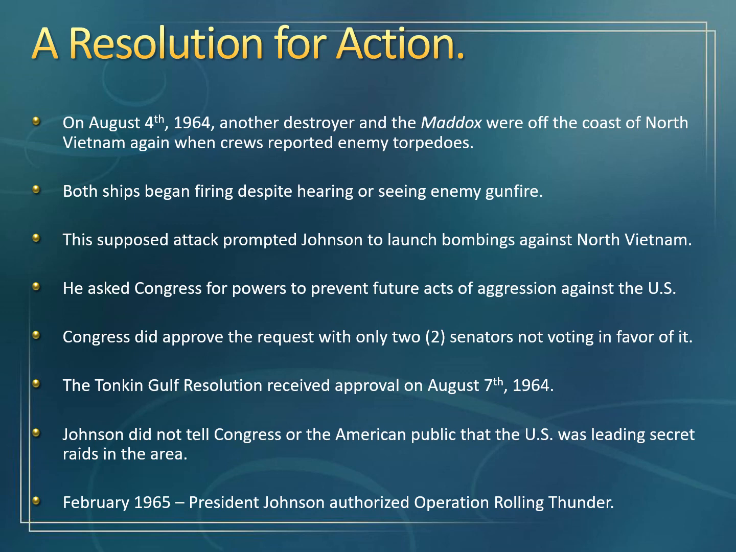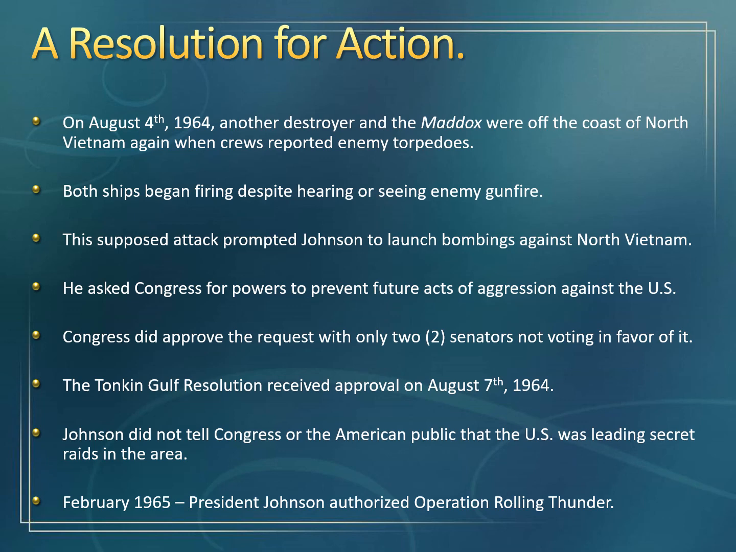Johnson also asked Congress for powers to prevent future acts of aggression against the U.S., and Congress did approve the request with only 2 senators not voting in favor of it. So the Tonkin Gulf Resolution received approval on August 7, 1964. Again, this gave broad support of powers to the president to take action in Vietnam.